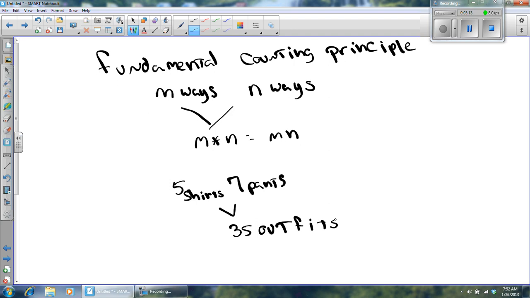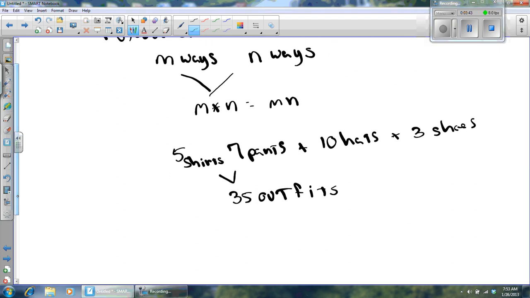I know some of you wanted to start to make a tree, but the tree would become quite large, especially if I say five shirts, seven pants, 10 hats, and three pairs of shoes. It wouldn't be a real simple tree. This tree would be quite large. In fact, if I multiply it all together, 5 times 7 is 35, and then I'm going to multiply by 3, and I'm going to get 105, and then I've got to multiply by 10, which is going to end up being 1,050 different outfits that I have to choose from.